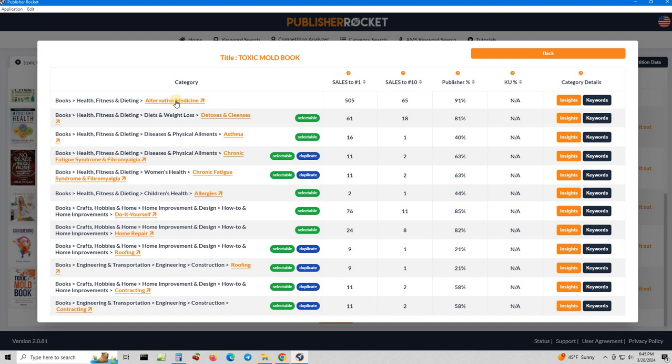Once again, here's that alternative medicine one. Lousy category. Look at the competition there. Actually, the lowest one down here, you stand the greatest chance of sales. Low competition. These 2 rows right here. And look, they're the worst ones. Roofing. No. This one may be. This might be a good one. And DIY too.